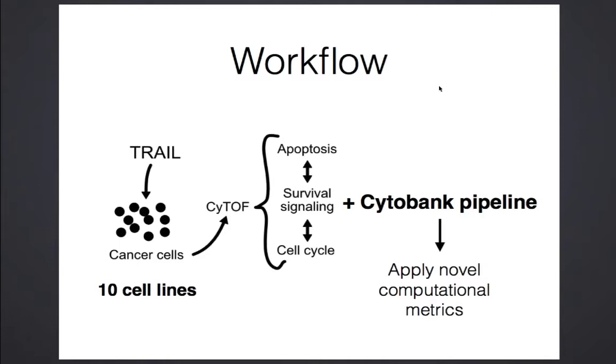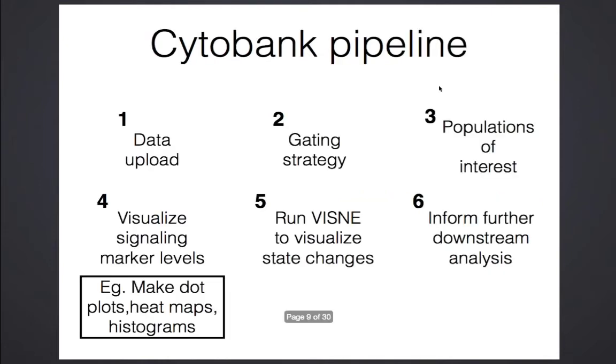We then took all our data and put it through a Cytobank pipeline that we'll be going through shortly, and we also applied novel computational metrics to it to better understand the biology behind acquired resistance to TRAIL. All right, so our Cytobank pipeline was fairly straightforward, and the ease of use of Cytobank really helped us speed up our process on the data analytics front.